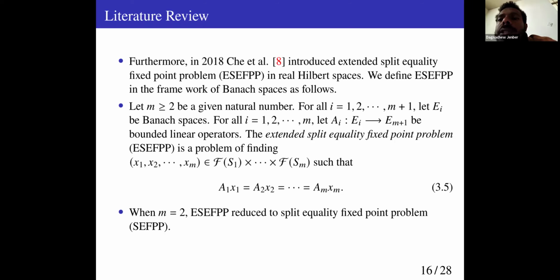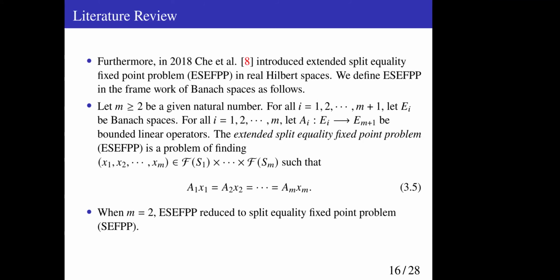It is just the problem of finding x1, x2, up to xM, where they are in the set of fixed points of S1, up to the set of fixed points of SM, so that A1x1 must be equal to A2x2 and so on, and should be equal to AMxM. For example, from 3.5, if we take M equal to 2, the extended split equality fixed point problem reduces to a split equality fixed point problem.